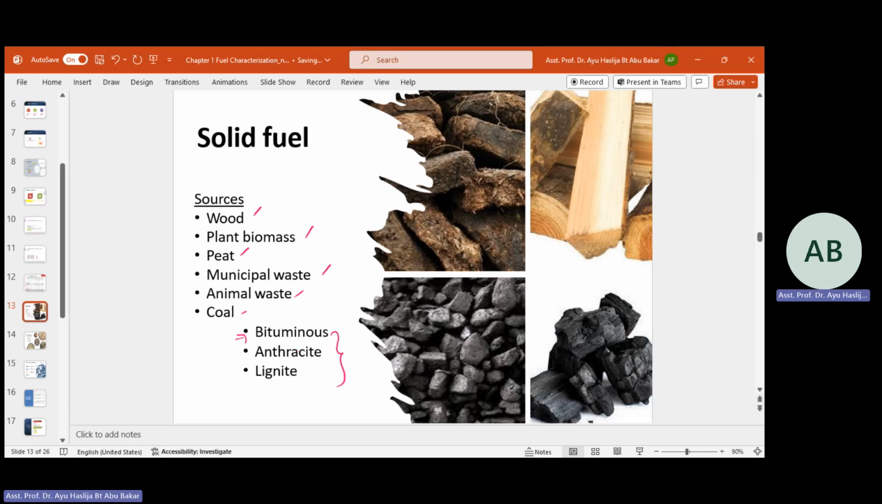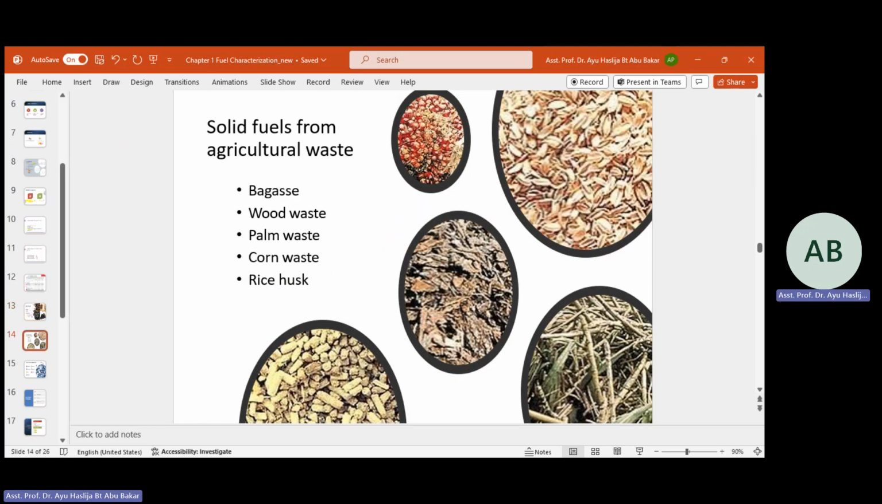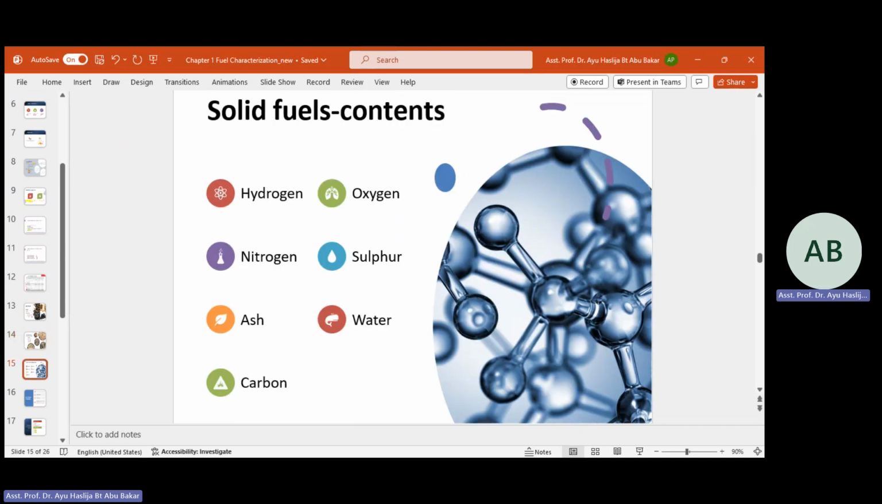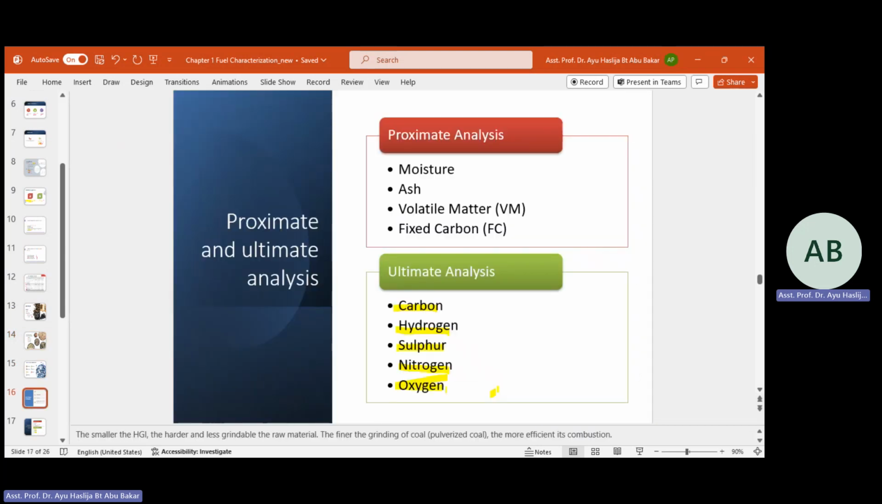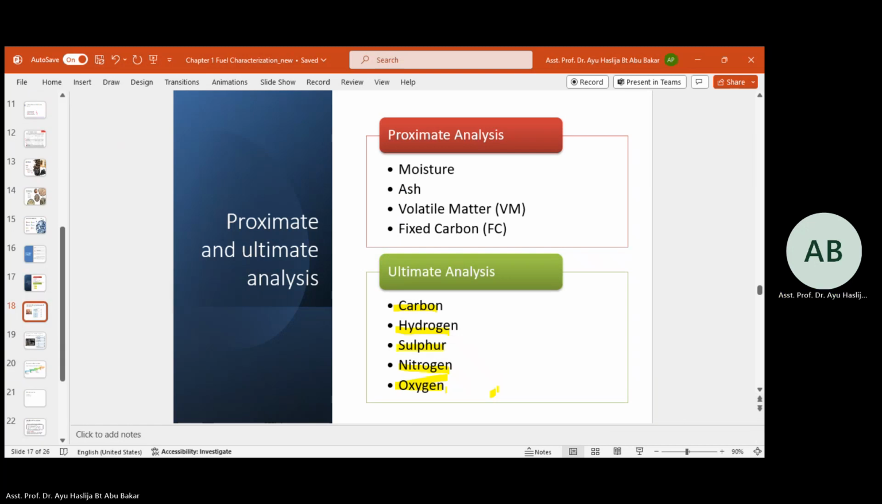Yang buat kat jalan tu kan? Yang tu, that one different. Cool. Yang tu bukan coal. Yang tu sebab kalau coal yang tu, nanti saya share mana tadi. Sekejap.